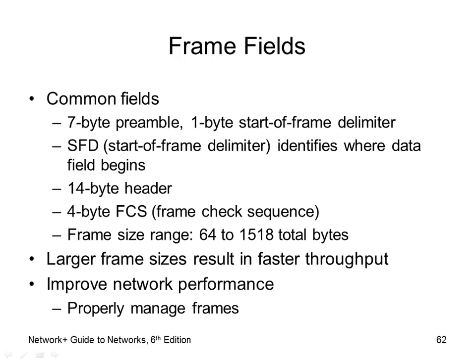So your frame field is what tells the network that a frame is coming. It has 7 bytes in the front, then 1 byte to start the frame, then 14 bytes as a header, and then the actual data. The larger you can make your frames, the faster the output's going to be.